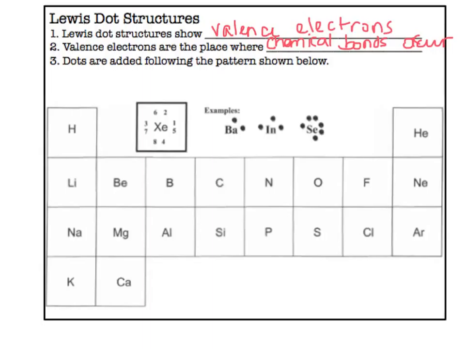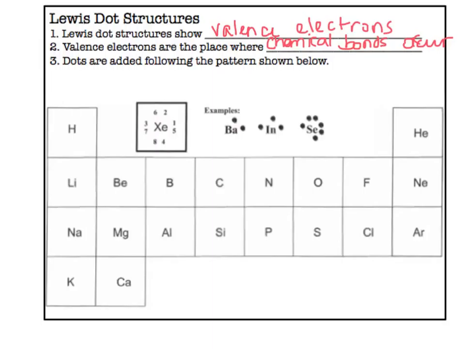Let's look for indium. Indium is IN on your table. What column is it in, Jessica? 13. It's in column 13. So we know it's after the transition metals, right? So we know that it has how many valence electrons? 3. Good. So then we draw it right, top, left. 1, 2, 3. Follow the same pattern. 1, 2, 3.